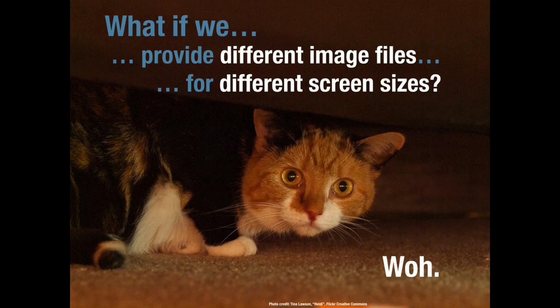So the solution is, what if we could provide different image files for different screen sizes? What if we knew which screen size you were on when you were looking at a particular image, and we gave you an image that was just as big as you needed for it to look great, for it to look nice and crisp, so that it didn't have to upscale the image and make it bigger, because that gets blurry and yucky.